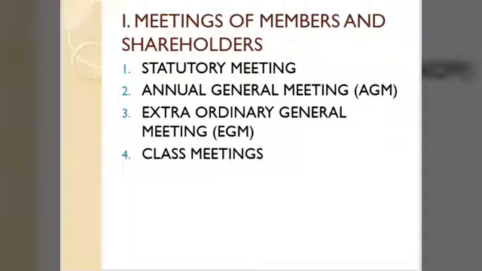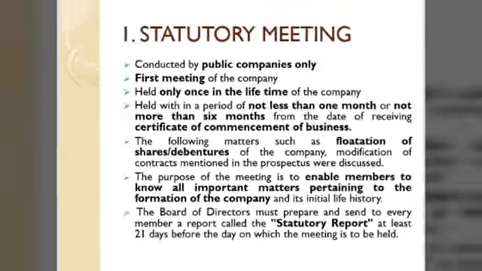There are four types of meetings which a member or a shareholder attends. Number one is statutory meeting. Number two is annual general meeting. Number three is extraordinary general meeting. And number four is class meetings. Now we are going to discuss the various types of meetings by members and shareholders. The first type of meeting attended by the shareholders or members is a statutory meeting.